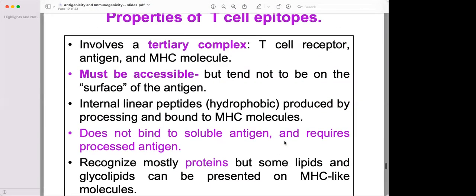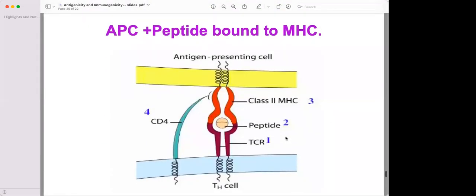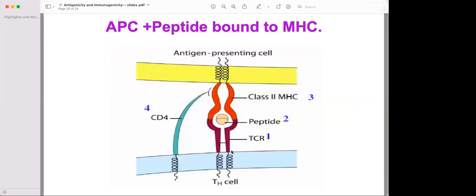This is called the tertiary complex structure of the T cell receptor in recognition of the antigen. I need you to trace it from the T helper cell here, expressing the T cell receptor, which ordinarily ought to have just recognized this peptide, which is the antigen. But it can't recognize it until it is brought to it, bound to a major histocompatibility complex molecule. In this case, I've given you an example of a class 2 major histocompatibility complex molecule, because the T cell recognizing it is the T helper cell.